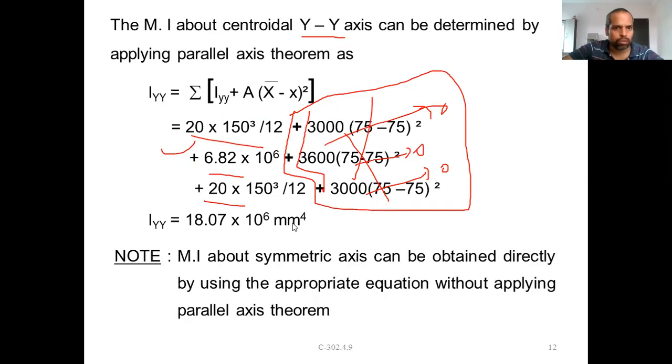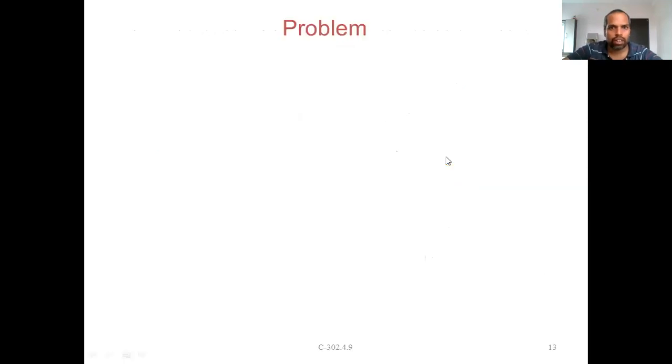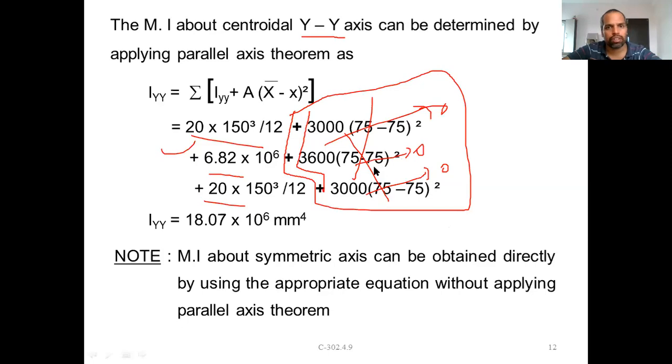So the moment of inertia about a symmetric axis can be obtained directly by using the appropriate equation without applying the parallel axis theorem. That's what is given here; the same sentence is shown. So we have applied it here, but the parallel axis theorem is not required. Like this you have to calculate the moment of inertia of the built-up section.